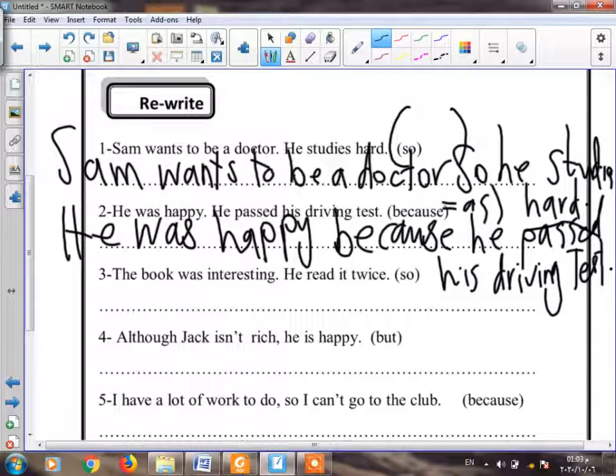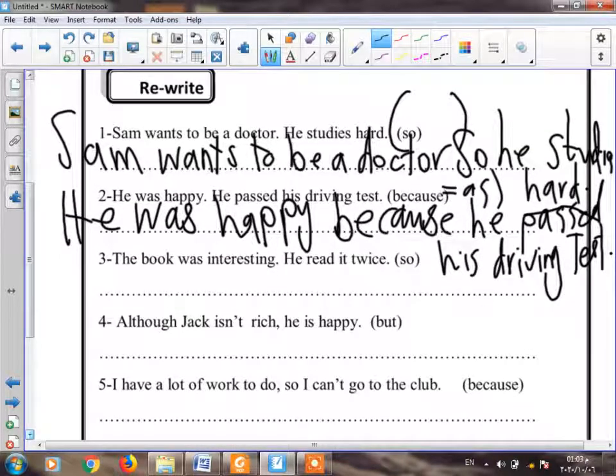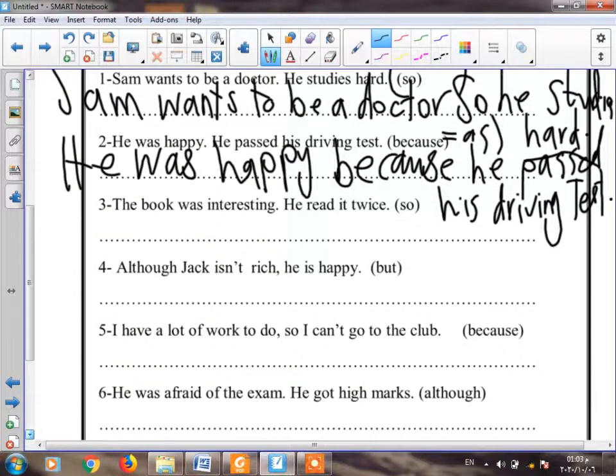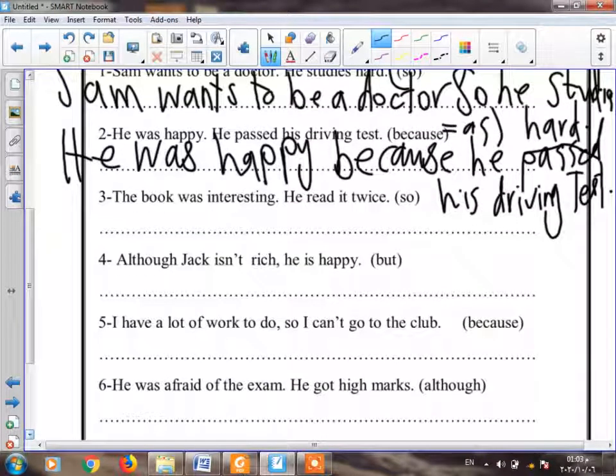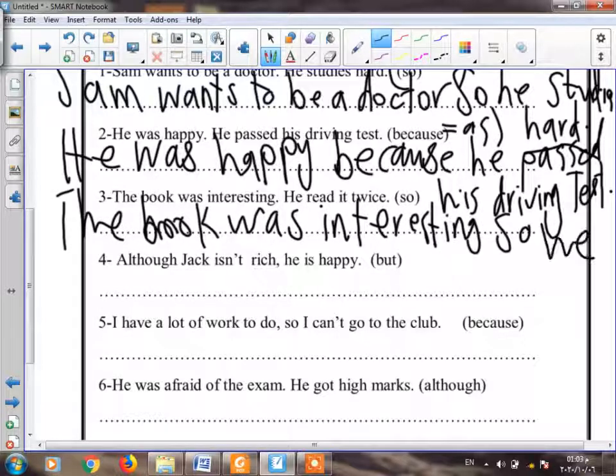Number 3. The book was interesting. He read it twice. So why did he read the book? Because it was interesting. The book was interesting, so he read it twice.